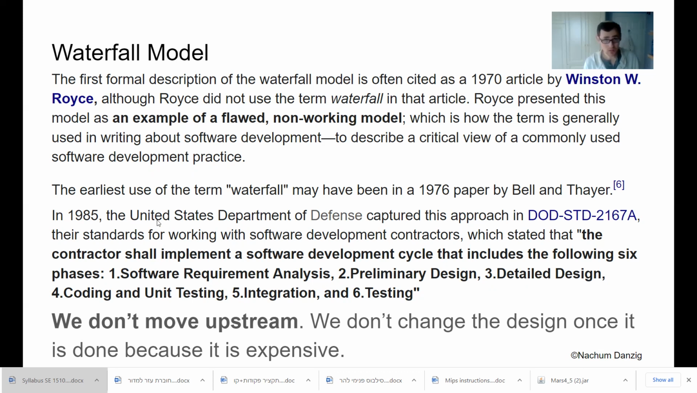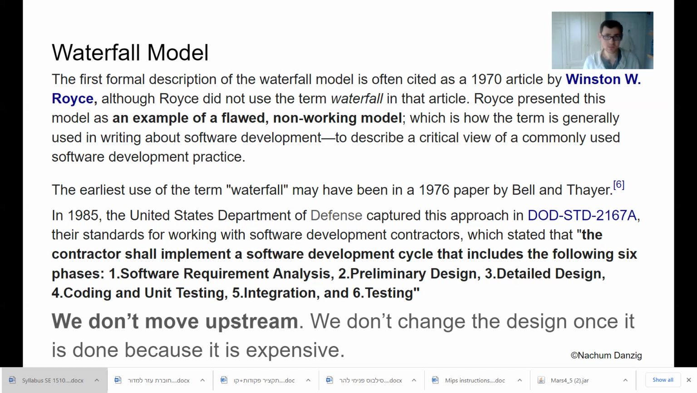Fine. In 1985, the United States Department of Defense captured this approach in a document called DoD, Department of Defense, STD, I think STD might mean standard. Anyway, their standards for working with software development contractors. In other words, you want to do a project for the United States government in 1985, you have to follow this document.